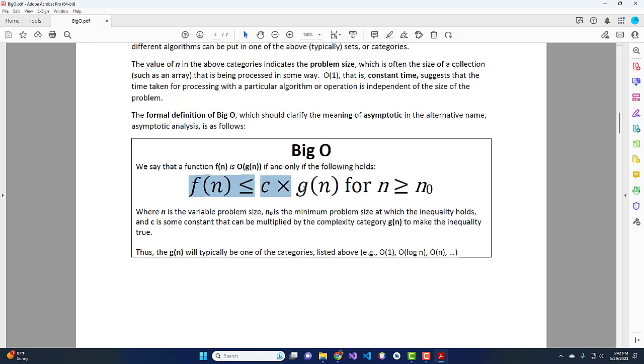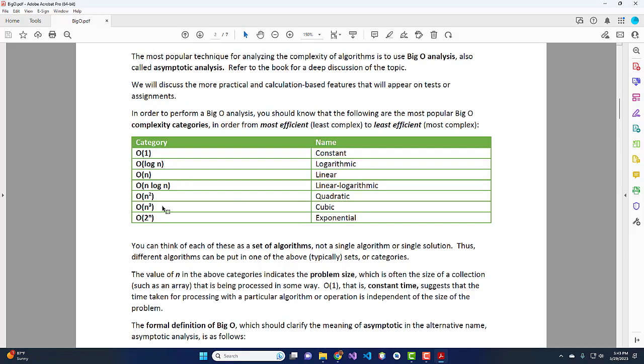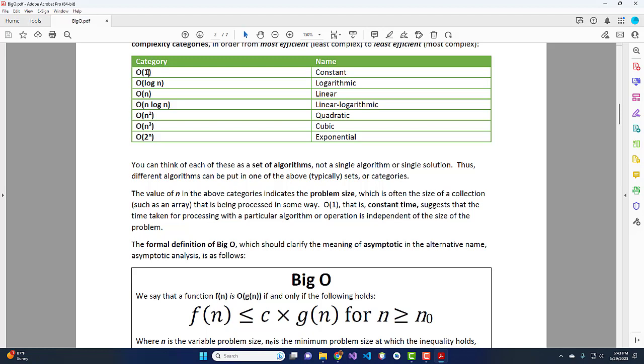Or said the way it's written, the one on the left is always going to be less than, or at most equal to, c times g of n on this side. So typically, we say that c is some constant that can be multiplied by this g of n, and n sub 0 is that threshold, the minimum problem size. The c can be multiplied by the specific value of the complexity category to make the inequality true. So g of n will typically be one of those categories listed above, one of these in the table. The g of n specifically is the thing in the parentheses.